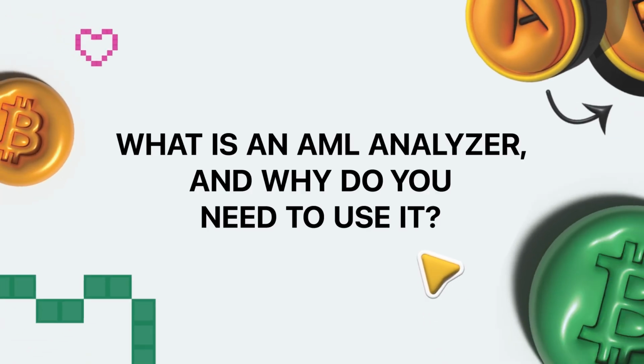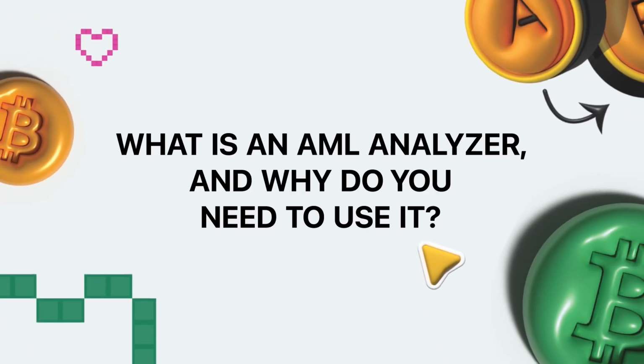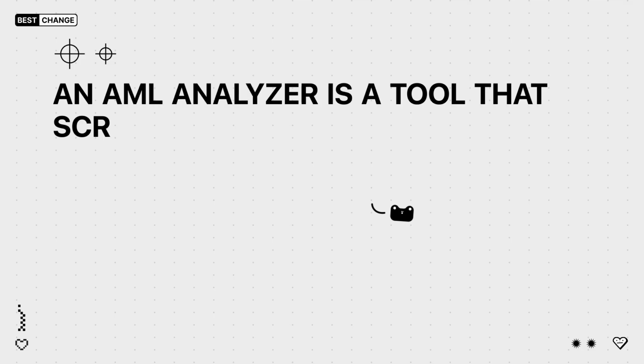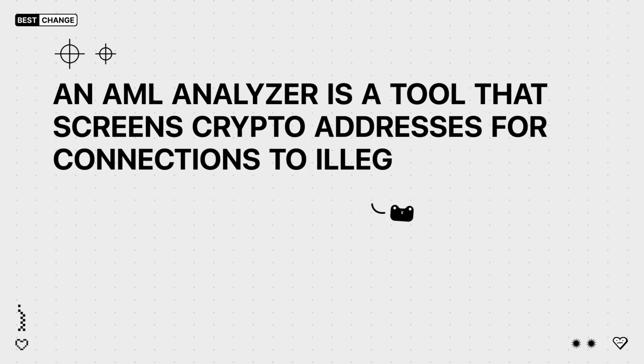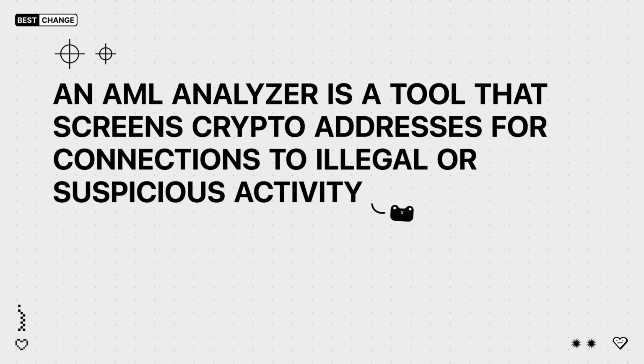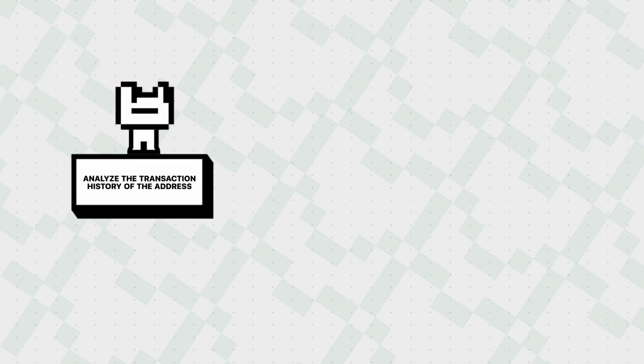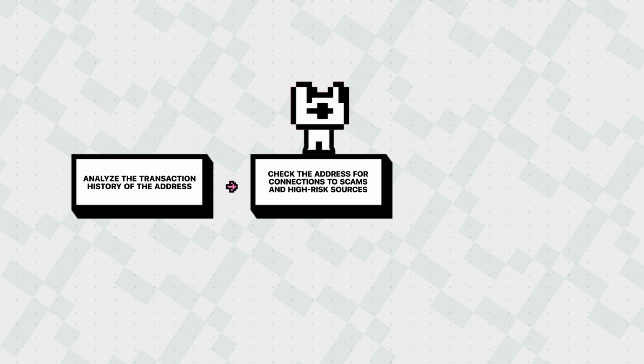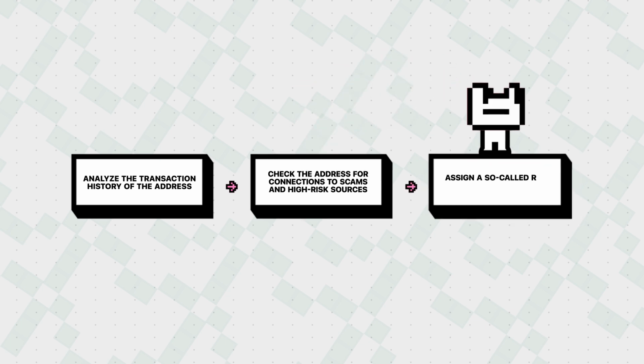What is an AML analyzer and why do you need to use it? An AML analyzer is a tool that screens crypto addresses for connections to illegal or suspicious activity. It does the job in 3 major steps. Step 1. Analyze the transaction history of the address. Step 2. Check the address for connections to scams and high-risk sources. Step 3. Assign a so-called risk score to the address.